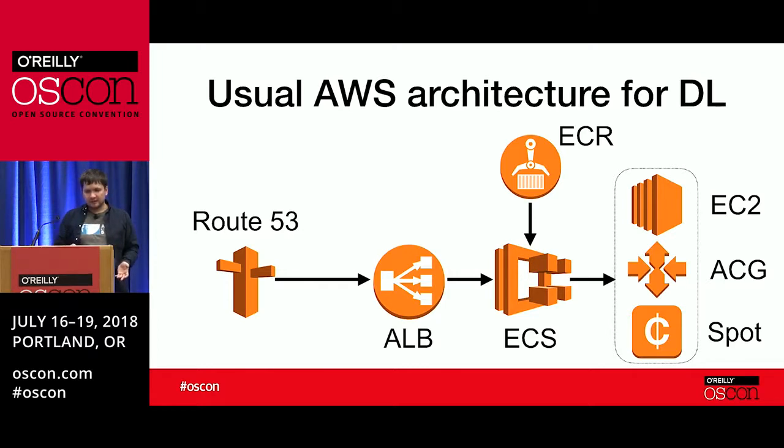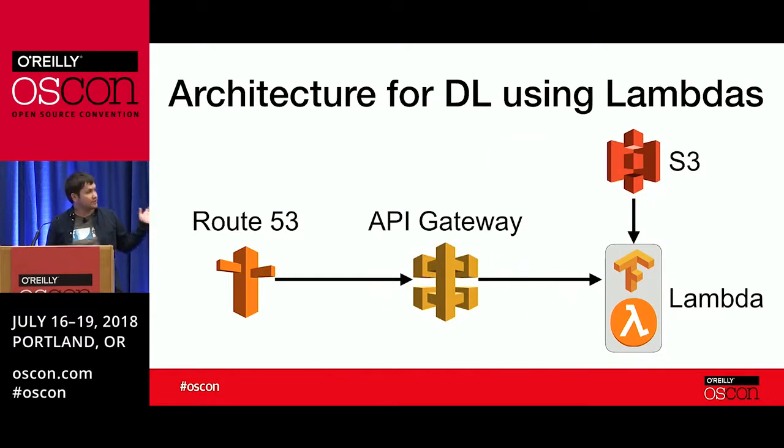With Lambda, the same application would look something like this. You just have Route 53 connected to API Gateway, connected to Lambda, connected to S3, that's all. And it's easy to start. You don't have to know how Docker works. You can do it literally in one command.